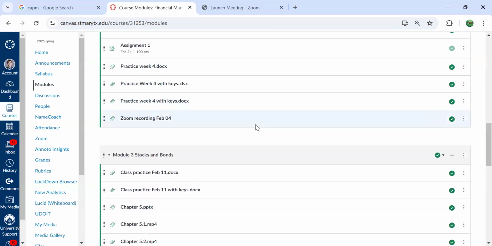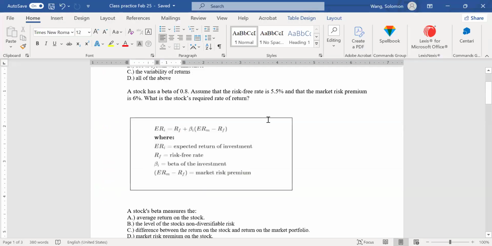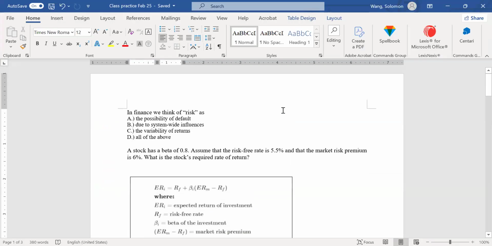Let me first introduce this class practice for today. If you click on it and download it, you will see the file is actually a Word file. Okay, it goes like this. If you can't see the Word file, please let me know.